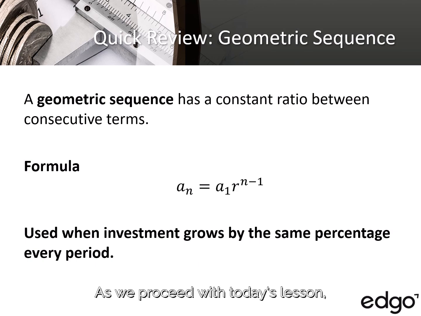As we proceed with today's lesson, remember one simple guide. If the problem asks for the value during a particular year, we will use a sequence formula because we are looking for only one value. If the problem asks for the accumulated value from the first year up to a certain year, we will use a series formula because we are finding the sum of several values. We will see this distinction more clearly in the examples.